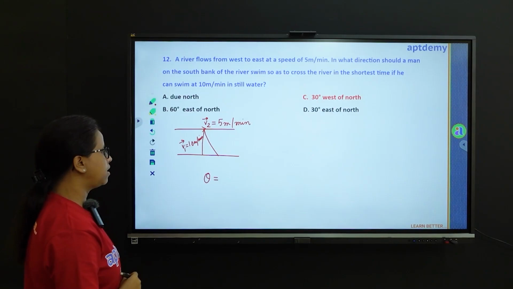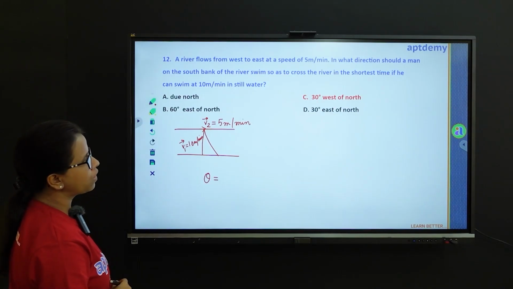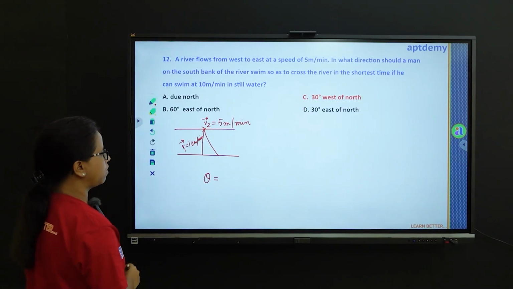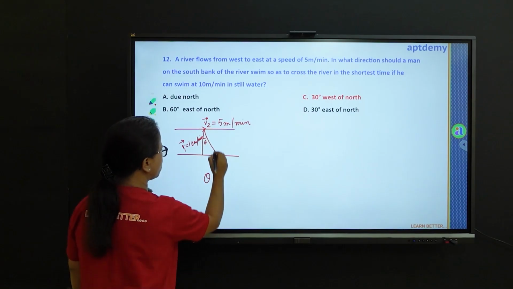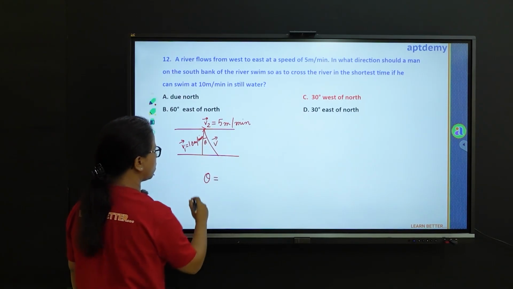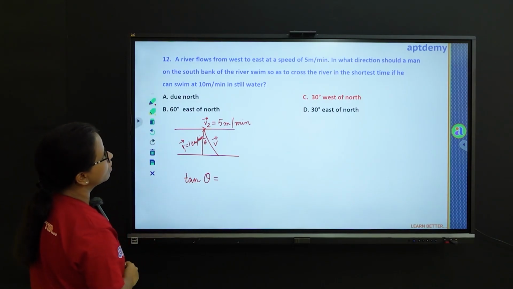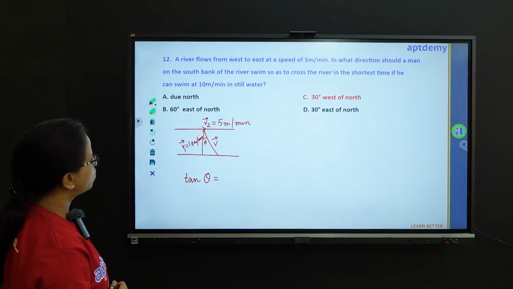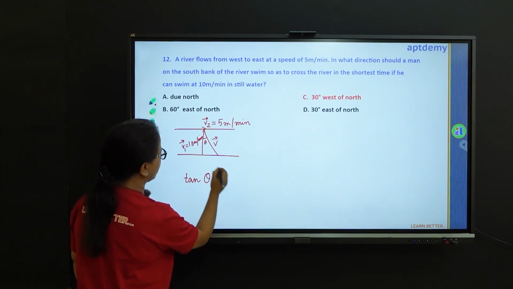Now look at what theta is here. Tan theta is nothing but V2 by V1. So this was the angle theta, and this is the resultant. And tan theta we can write as V2 by V1.